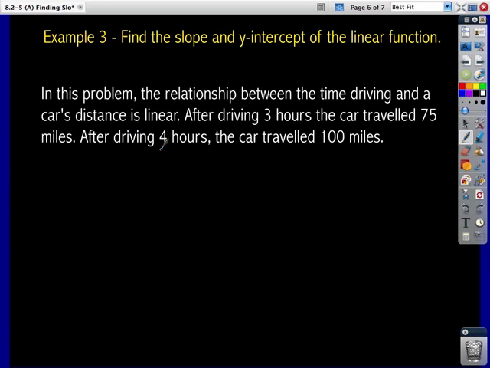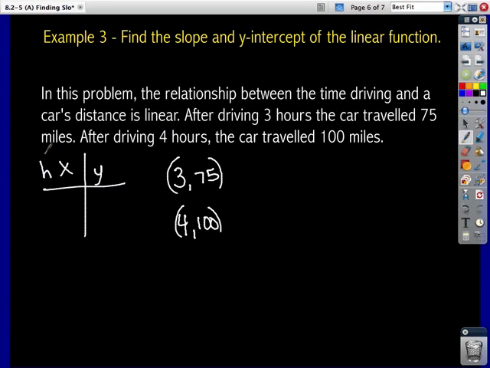Okay, in this problem, the relationship between the time driving and a car's distance is linear. All that means is the car is not speeding up or slowing down. Okay? After driving 3 hours, the car traveled 75 miles. So that must mean we have the point (3, 75). After driving 4 hours, the car traveled 100 miles. So we got the point (4, 100). Because if I did an x and y table here, where x was my time in hours and y was my distance in miles, I would have a (3, 75) and a (4, 100).